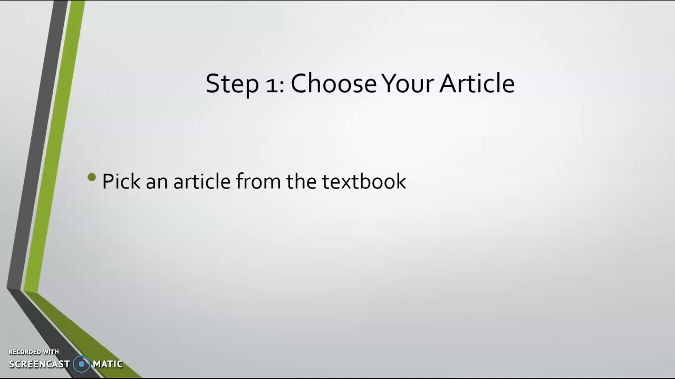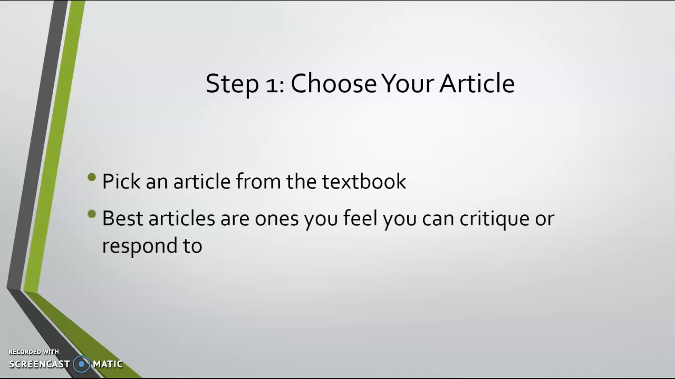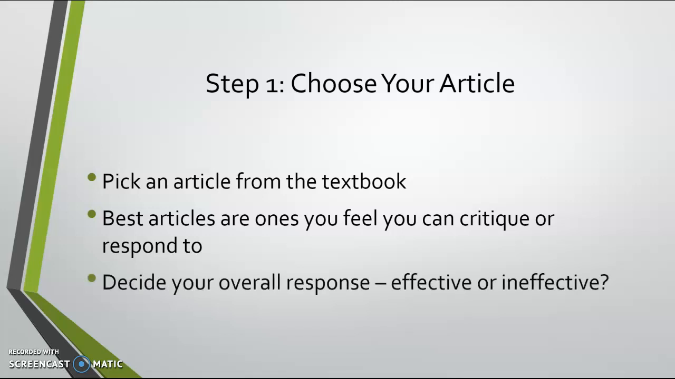You may want to look through the table of contents to see what articles have been written by professional authors and look at the descriptions of each article before you choose. The best article for you to choose is one that you feel you can critique or respond to, not necessarily the one that you find most interesting, or even the topic or argument that you find most interesting, because you're not responding to the content so much as the author's argument structure.